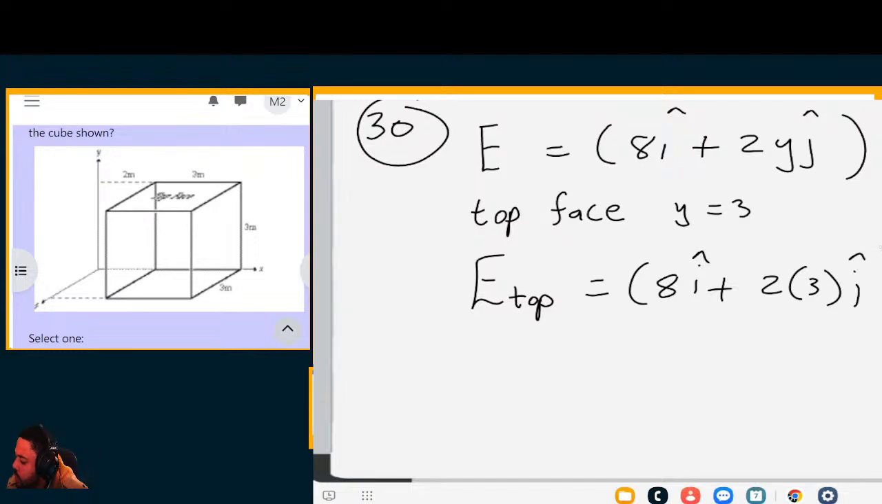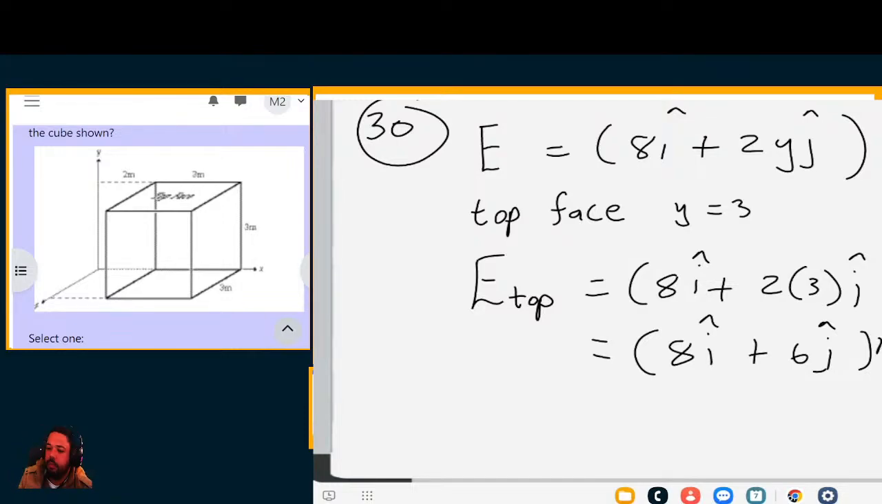So the top surface is at 3 meters. So we're going to plug in y equal to 3 into the formula. That means the electric field going only through the top surface is equal to 8 i hat plus 6 j hat. Okay, only through the top surface. Of course, it's in newtons per coulomb.